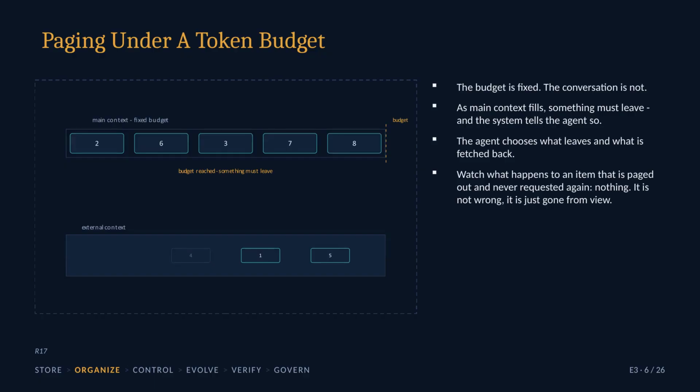Watch the item that gets paged out and never requested again. Nothing happens to it. It is not marked wrong, it is not consolidated, it is not deleted. It is simply out of view, indefinitely. Whether that is a feature or a slow leak depends entirely on whether anything ever revisits it, and in this design nothing does. Hold that thought, because a store full of items nobody revisits is the opening problem of episode 5.